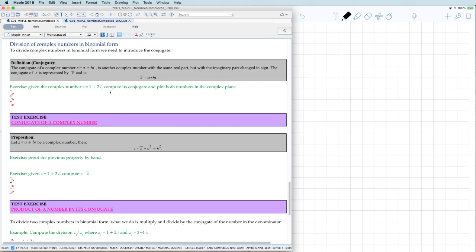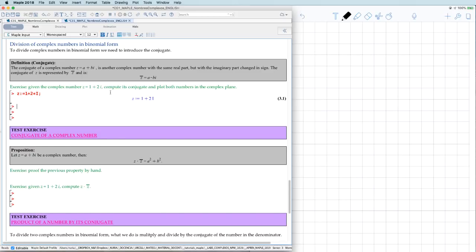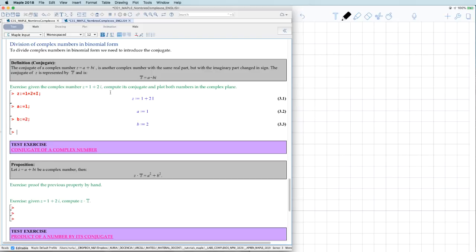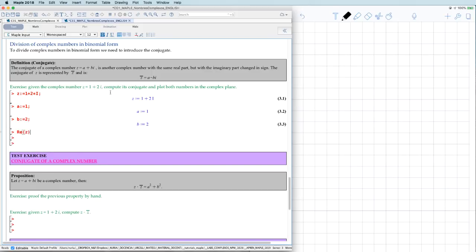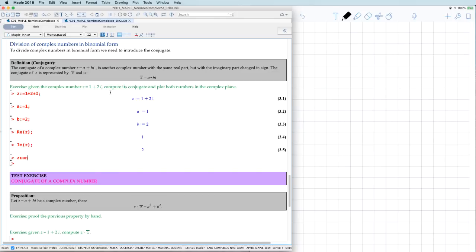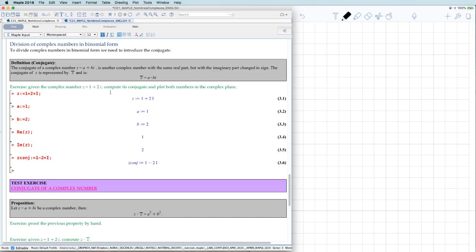So let's do this exercise. So we have z, which is 1 plus 2i. The real part is 1, the imaginary part is 2. We can also compute these two things using the re command and the im command. So we have this number, so which is going to be the conjugate. We leave the same real part 1, and we change the sign, minus 2i. This is the conjugate of a complex number. So once you know this definition, you can now move to do the exercise conjugate of a complex number.